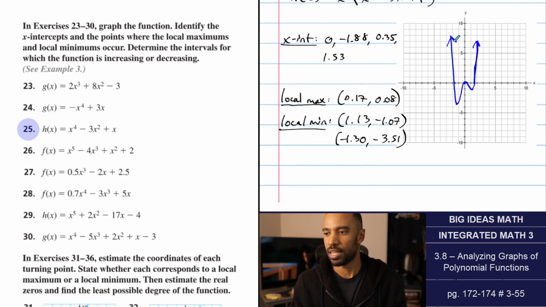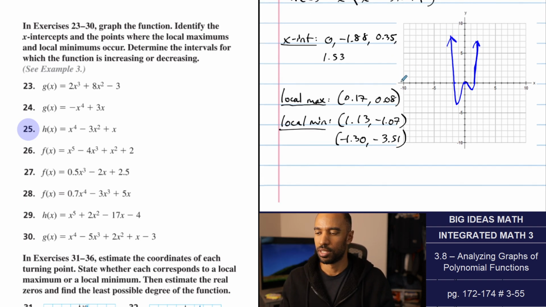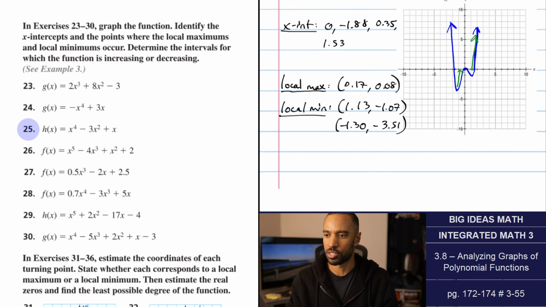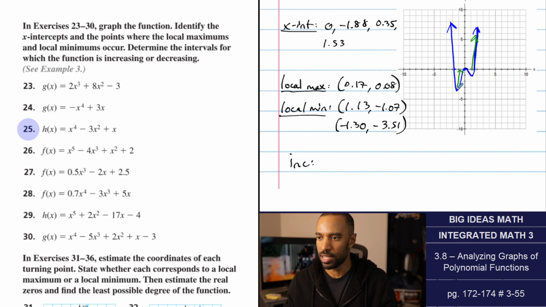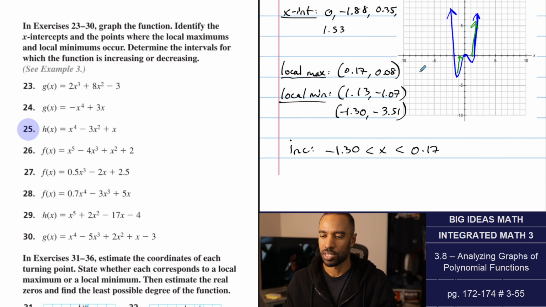Okay, now increases and decreases. Increases are here and here, those intervals. So this thing increases when x is between this guy and this guy. That guy is actually, remember, not 0, but 0.17. So it's between x equals -1.30 and 0.17.